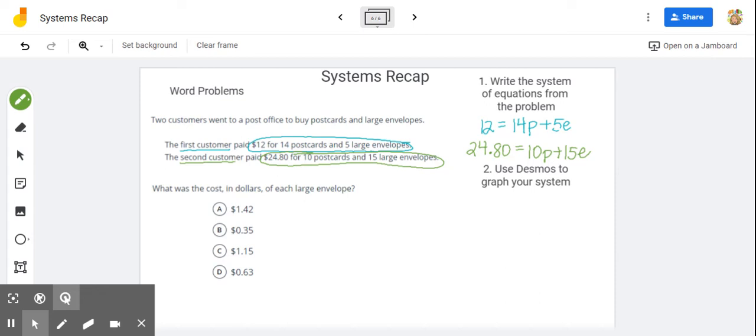Now we're going to put these equations into Desmos, guys. Please remember that Desmos will only take X's and Y's as your variables. So I would use X as P for postcard and Y as E for envelopes. What we're looking for is where these two lines cross. We're going to identify that point here, and that's what we're going to use as our solution. So 0.35, comma 1.42.